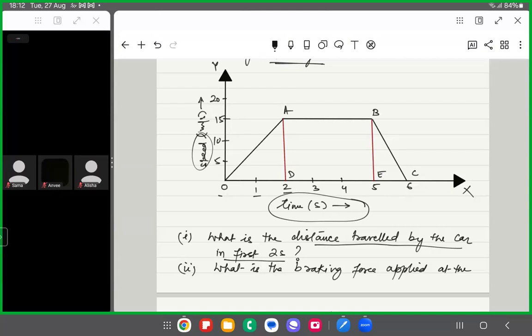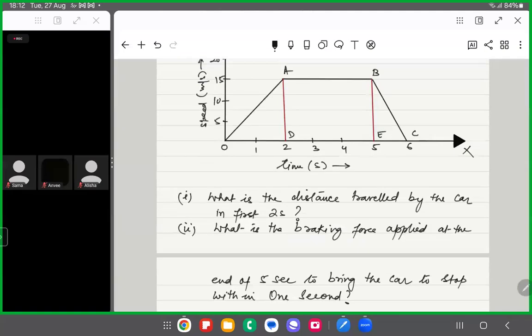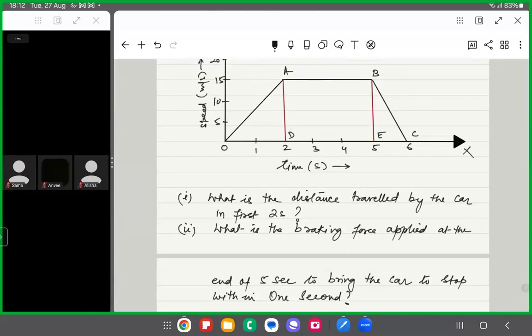Can you tell me that? How is distance related to time and speed? Yes, anybody tell? What is the relation between distance, speed, and time? Speed into time is distance, right? But here, this is a slanting line, so we cannot simply multiply speed and time to find out the distance. So what we need to do?